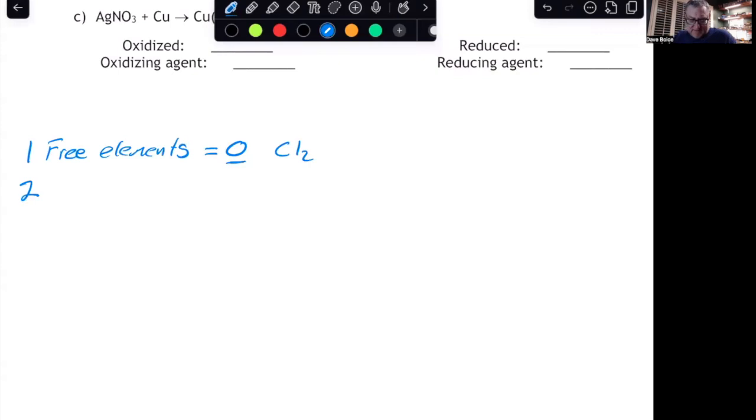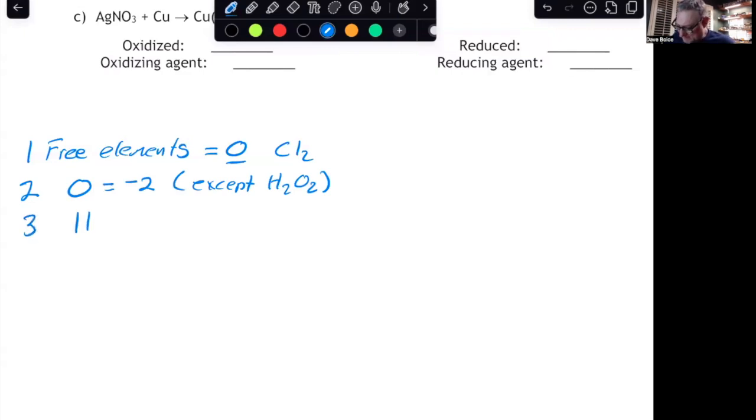Two, oxygen. Oxygen is your friend, and in these compounds, it's going to be a -2. Your one exception is hydrogen peroxide, but don't worry, you won't see it come up. So just trust oxygen as being -2.